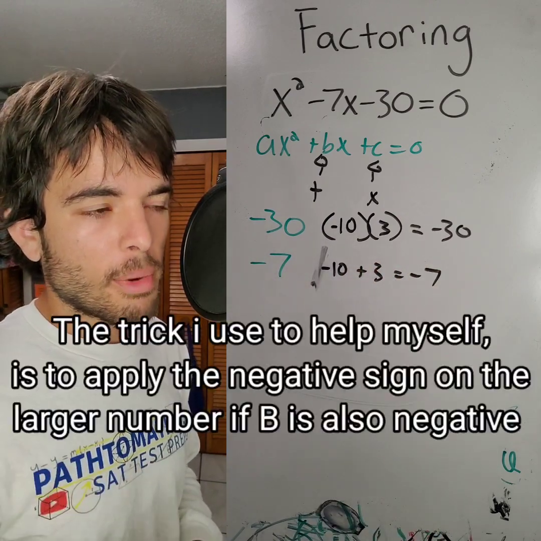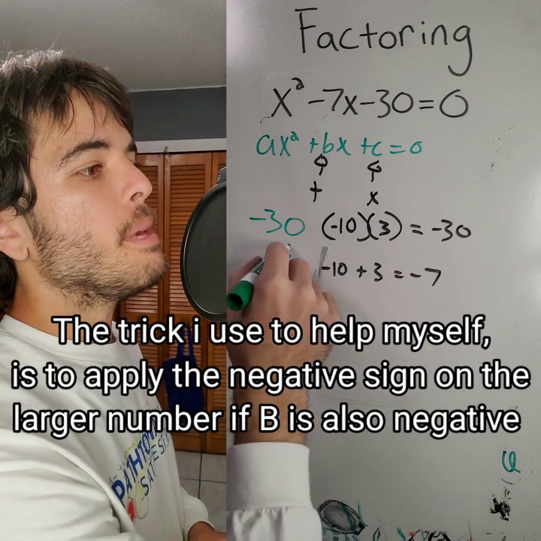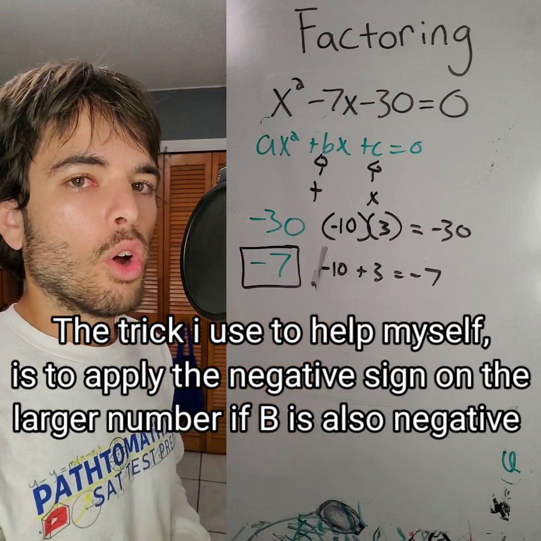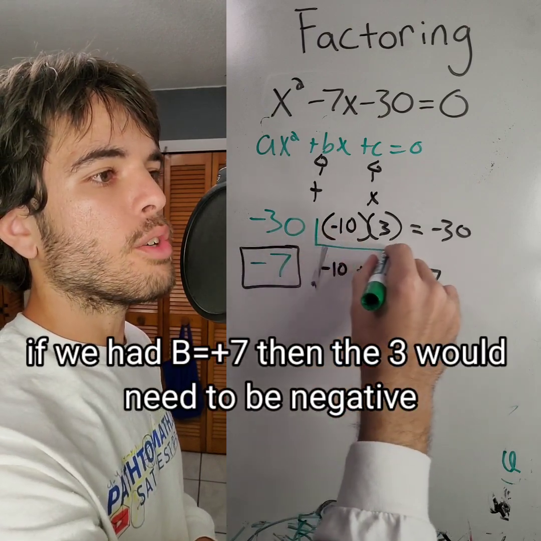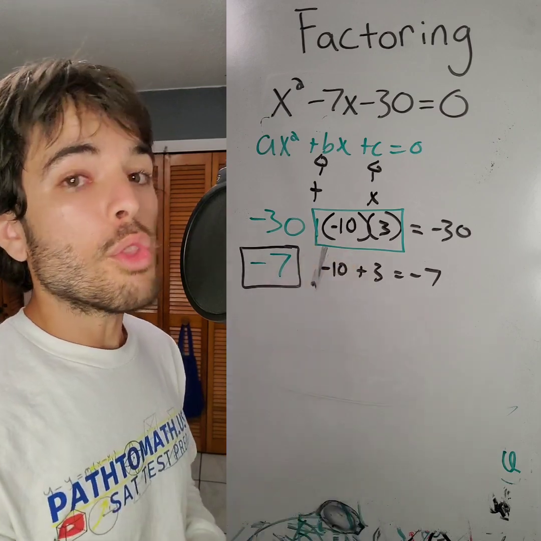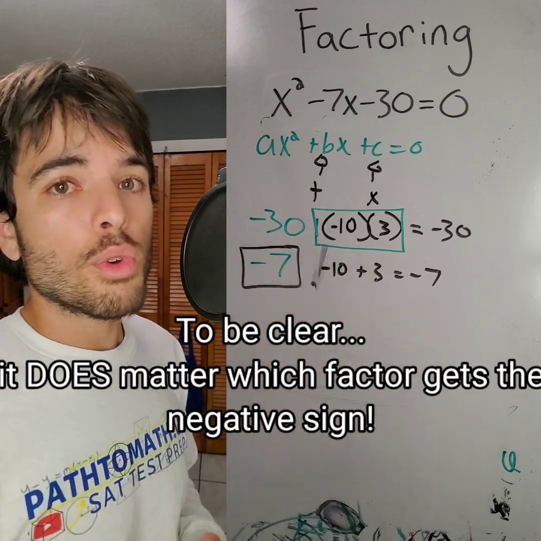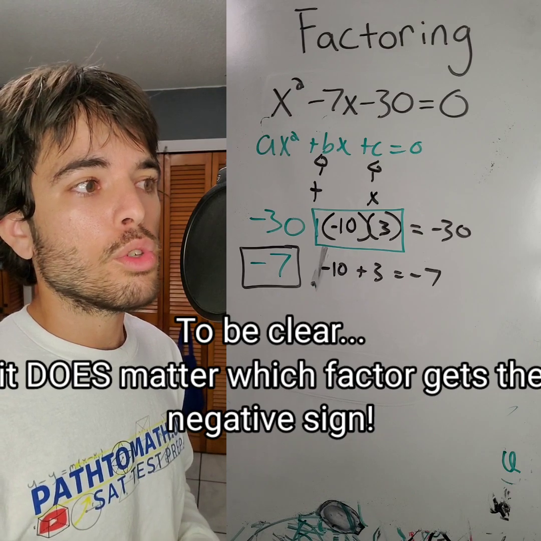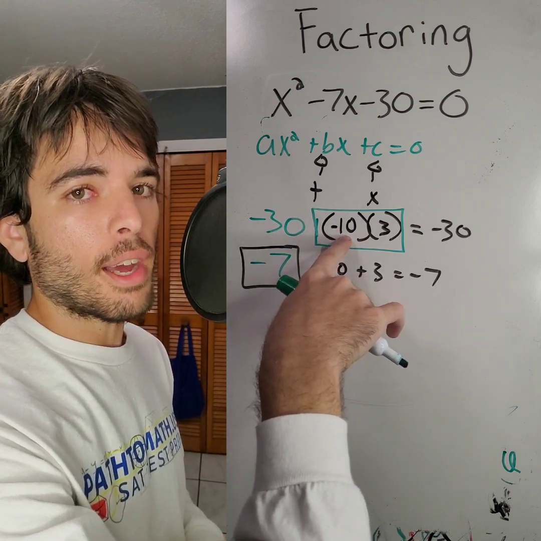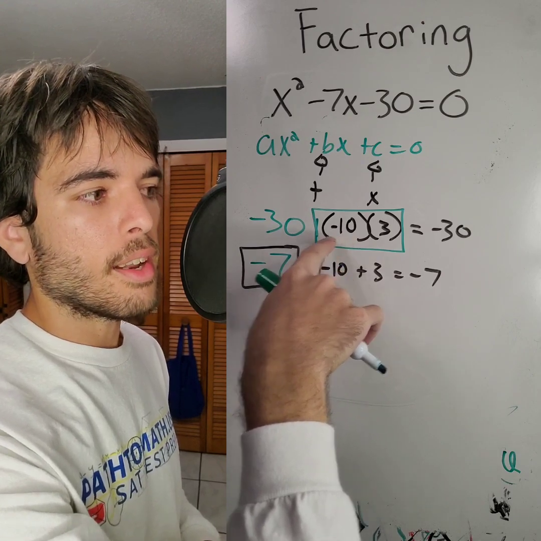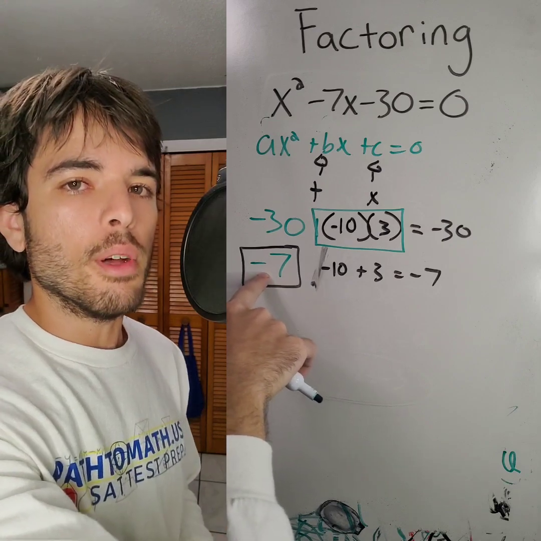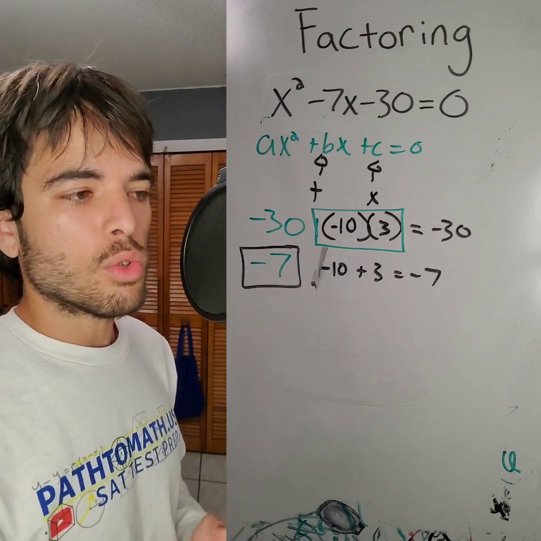The trick I use to help myself, if my b term is negative, I know that the larger number from my factors that I'm finding needs to be negative. So if you know the numbers for sure, if you knew that 10 and 3 were going to be our factors that we're going to use, you can automatically apply the negative sign to the larger of the factors, in this case the 10, because I know that the larger number needs to be negative for us to get a negative number. Let's say you were still brainstorming though.